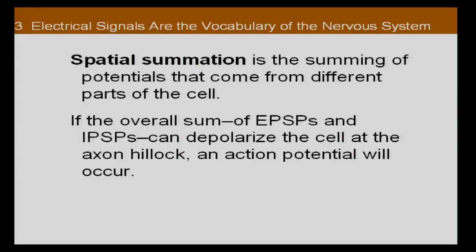There are two types of potential summation, local field summation in a cell, that I want you to understand. The first form is called spatial summation. That is the summing of potentials that come from different spatial parts of the cell, and by cell, I mean the cell body and the dendrites. Where are those inputs coming in, and how do they summate? If the overall sum of EPSPs and IPSPs can depolarize the cell at the axon hillock, an action potential will occur. We've already talked about that.